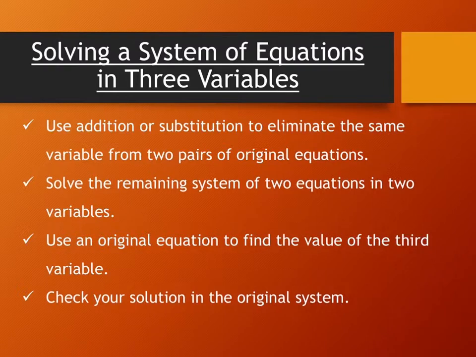We use addition or substitution to eliminate the same variable from 2 pairs of the original equations. We solve the remaining system of equations with 2 equations and 2 variables. We use an original equation to find the 3rd variable. And then whether we have to show it or we simply want to double check and make sure we're right, you can always check to make sure you're right on the solution. And I'll tell you, it's a good idea.